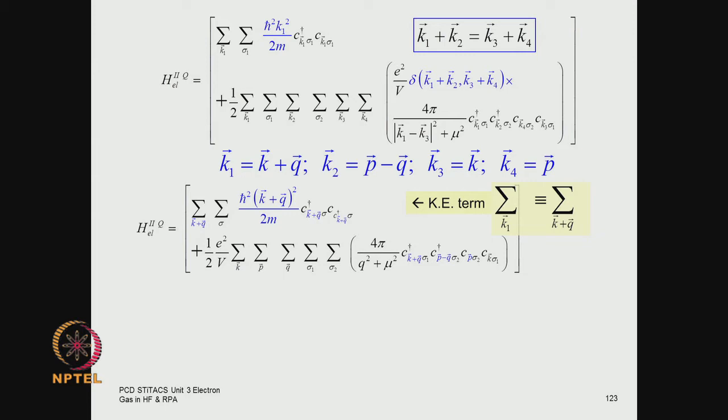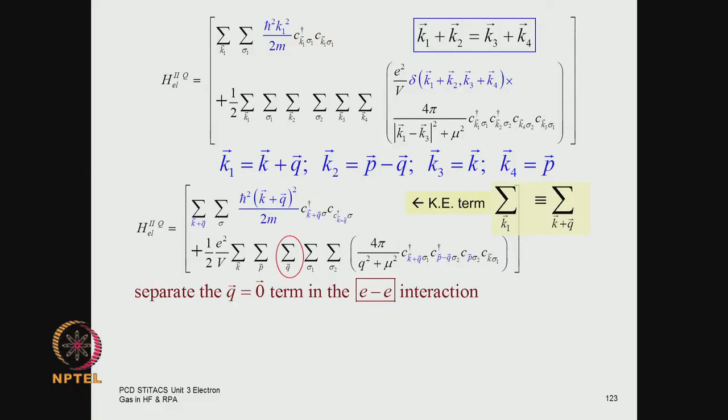Now we will first examine the kinetic energy part of the Hamiltonian. So the kinetic energy part of the Hamiltonian is this. Here the summation index is k plus q. It really does not matter because you only start summing from some index and run over all the indices. So whether you start with k or start with k plus q, it really does not matter. Effectively it is the same summation.